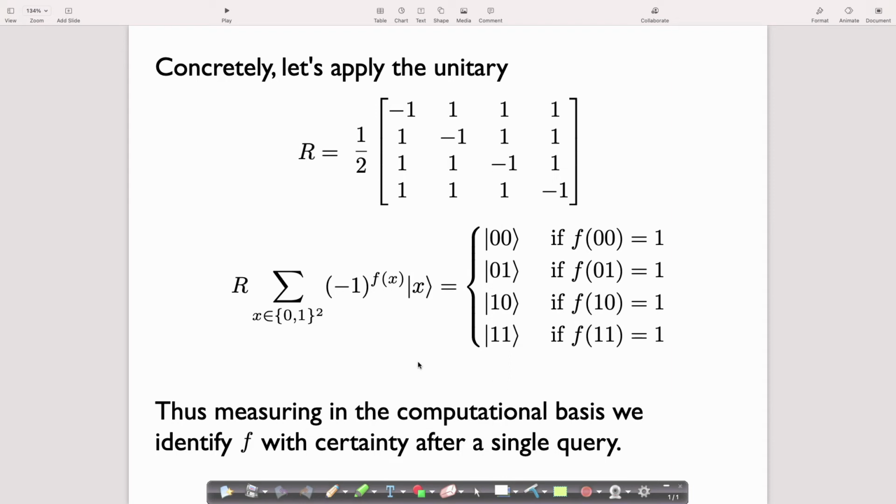So this is just a tiny example, but it already shows you that something interesting is happening, right? Because we're able to determine which f was our input out of these four choices with just one quantum query. Whereas classically, if we wanted to determine which of these four choices our input was with certainty, we'd actually have to make four queries. So already something interesting is happening.